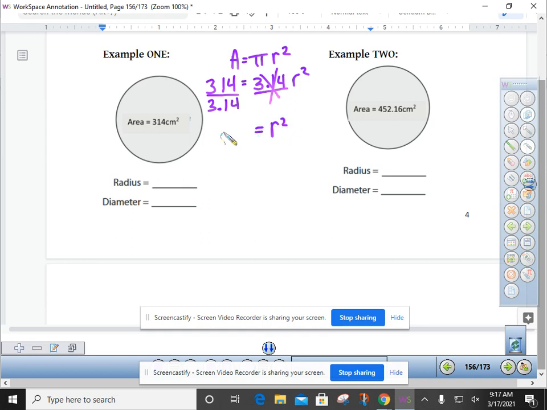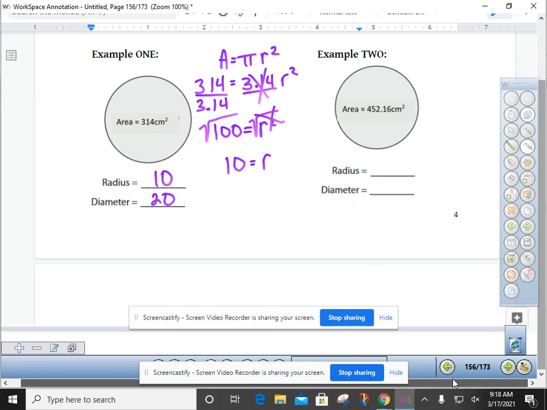What is 314 divided by 3.14? 100. Awesome. Now, we got to get rid of that 2, right? Reach your brain back from yesterday. Remember that radical sign we talked about? That means square root. I'm pretty sure you don't need your calculator for the square root of 100, do you? It's 10. So the radius is 10. What is the diameter? 20. How was it 20? The diameter is the radius times 2. It's written on the board right there in front of you. The radius is half the diameter.